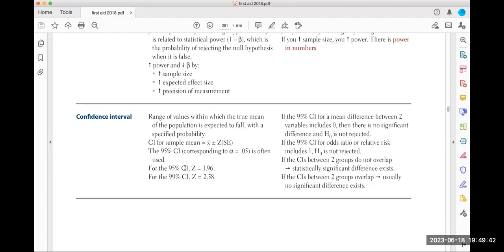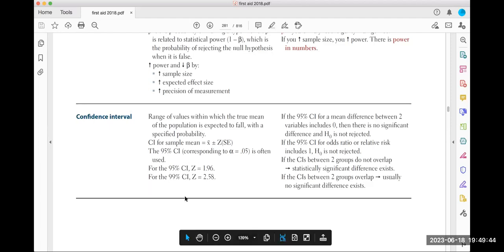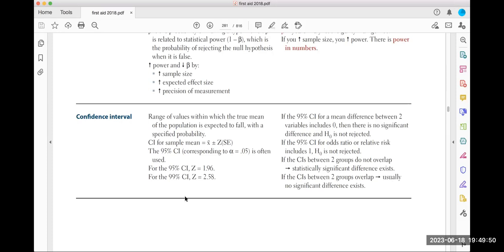Now, if I see a z-score of 2.58, what that's telling me is that I am 99% confident that among those range of values, the real population mean of those 100,000 people will fall within this range of values of that 99%.